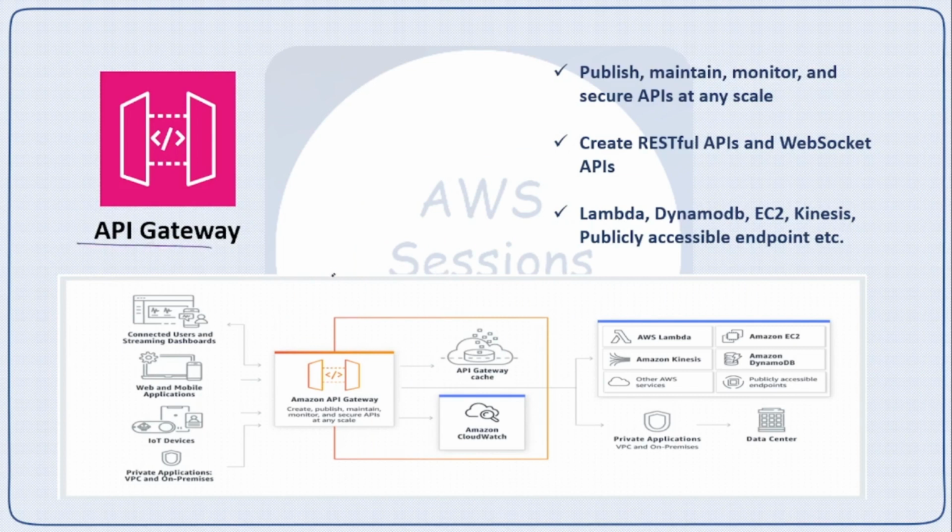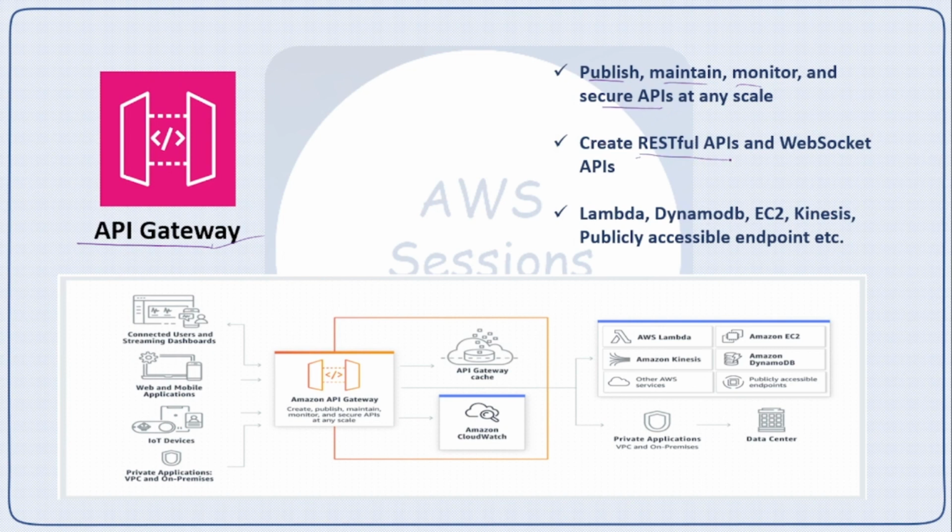Next is API Gateway. By now we have set up our applications and all, but how does an outside application interact with our application? We need to create some APIs and expose those APIs to the outside world. For that purpose, API Gateway is there. It is kind of an application integration service. It helps in publishing, maintaining, monitoring, and securing APIs as well.